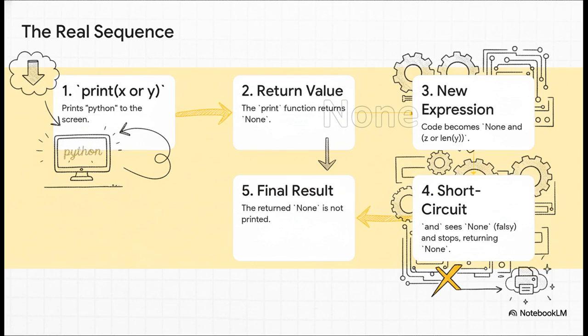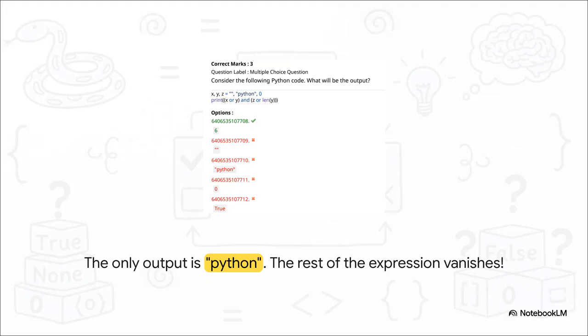It's never displayed. And so, there you have it. The only thing that ever actually gets printed to the screen is the word Python from that very first function call. The entire rest of that complicated-looking expression, it just evaluates to None, silently in the background, and is never seen. The puzzle is officially solved.